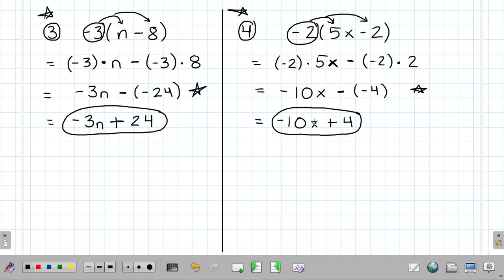And just like the other three examples, when we get down here, this is a variable term. This is a constant term. This is a variable term. This is a constant term. So we cannot go any further. We can't add variable terms and constant terms together. Okay.